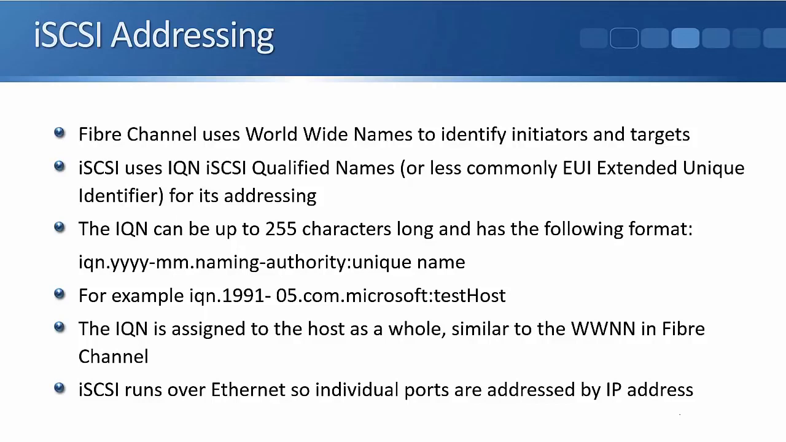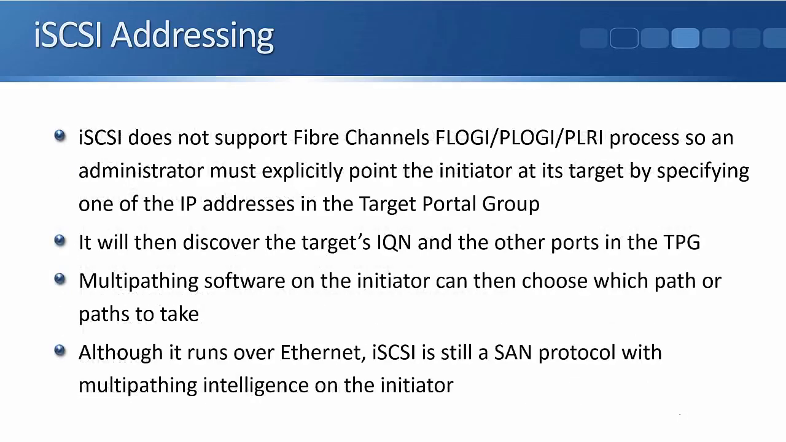iSCSI runs over Ethernet, so individual ports are addressed by IP addresses rather than WWPNs that we use in Fibre Channel. iSCSI does not support Fibre Channel's FLOGI, PLOGI, and PRLI login process, so an administrator must explicitly point the initiator at its target by specifying one of the IP addresses in the target portal group. It will then discover the target's IQN and the other ports in the TPG. Multipathing software on the initiator can then choose which path or paths to take.